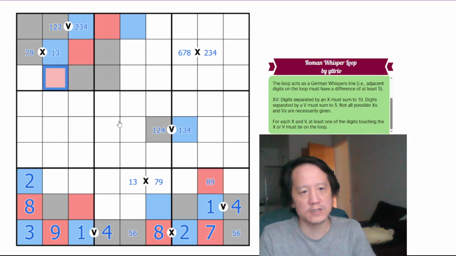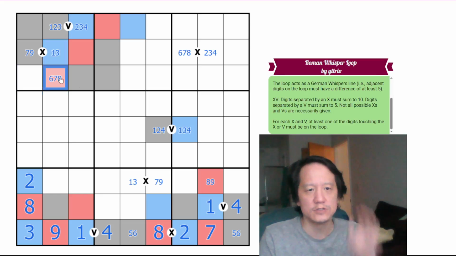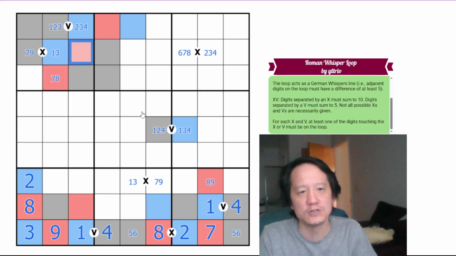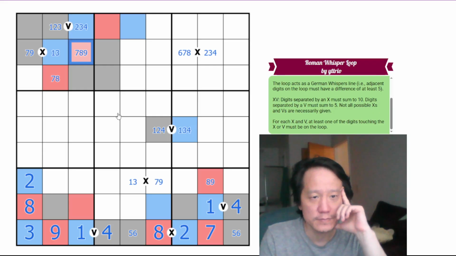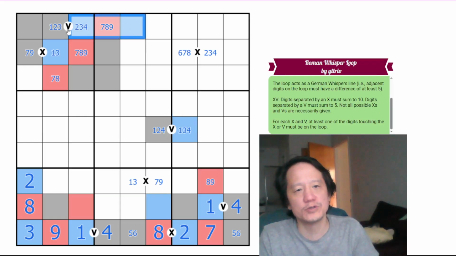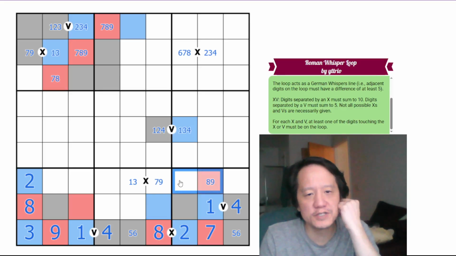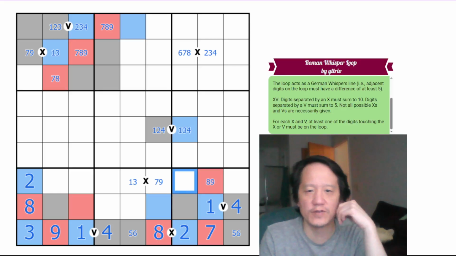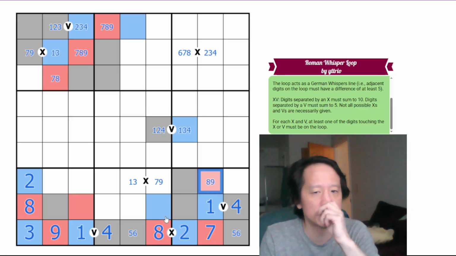This must be 6, 7, or 8. But if it were 2... Whichever way it goes, whether it's here or here, it's next to 2 unique digits, so it can't be 6. This is next to 2 unique digits, 7, 8, or 9. This is next to 2 unique digits on the German whisper loop, so it's 7, 8, or 9. This cannot go this way because then it would be touching itself there. So it goes either here or here. We're not sure which.